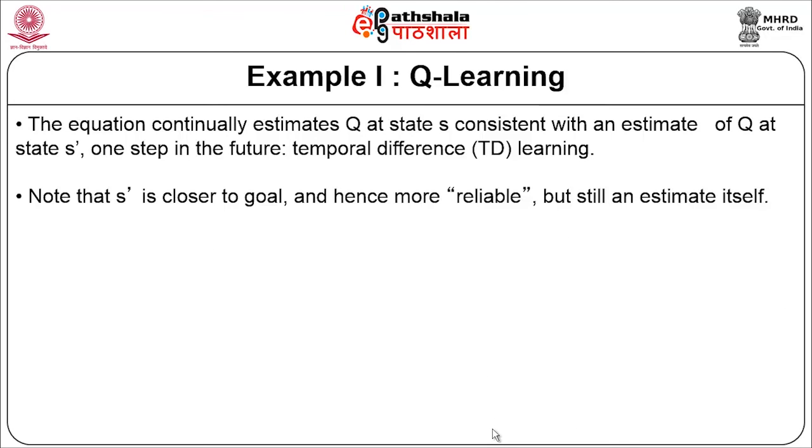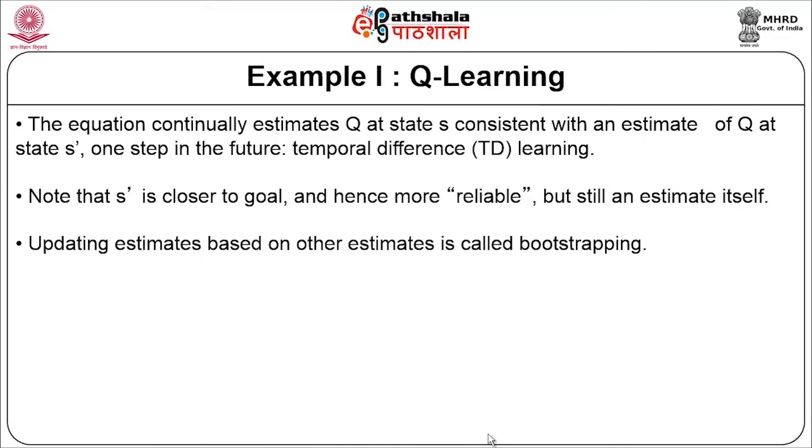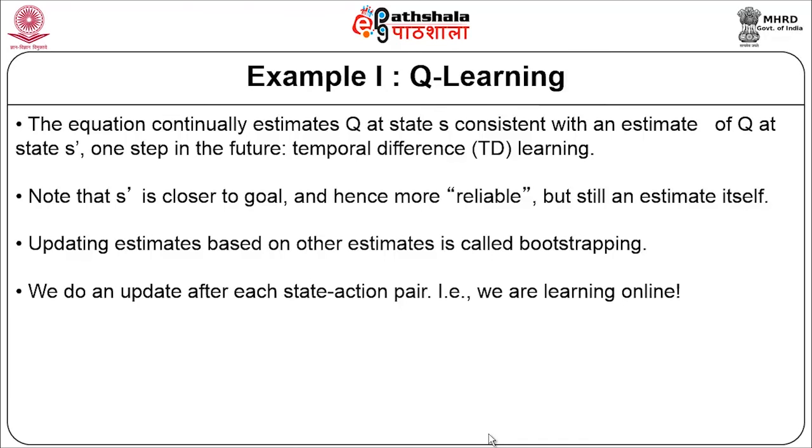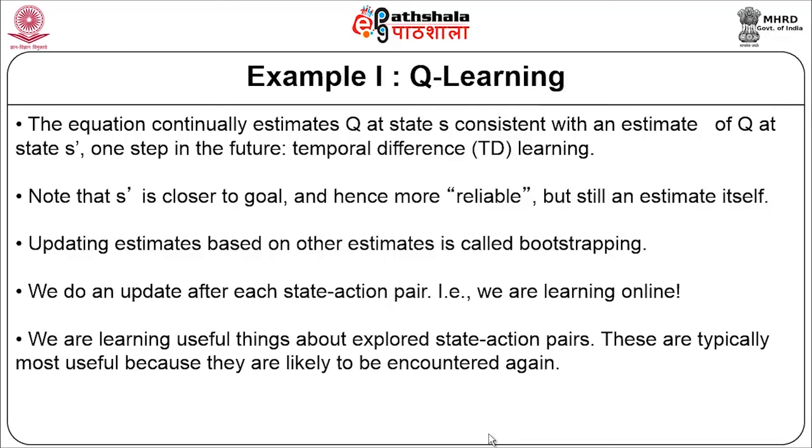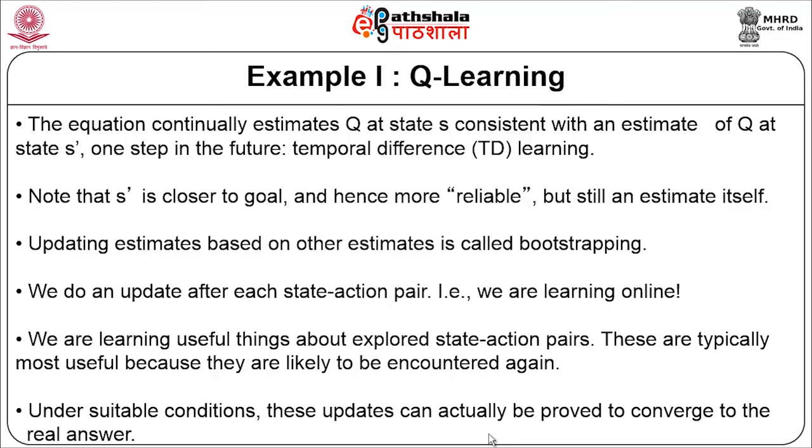The equation continually estimates Q at state S, consistent with the estimate one step in the future. So, it is one-step temporal difference learning. Note that S dash is closer to the goal and hence more reliable, but still an estimate only. As you go along, it is supposed to be nearer the goal. Updating estimates based on other estimates is called bootstrapping. We do an update after each state-action pair. We are learning as we go along, that is, learning online. We are learning useful things about explored state-action pairs. They are typically most useful because they are most likely to be encountered again.